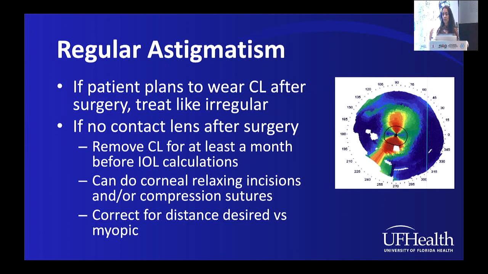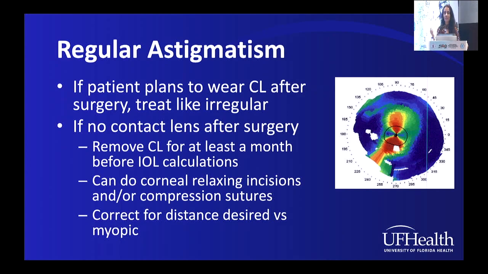And a lot of these patients who've been wearing things like Rose K lenses or other RGP lenses, their corneas can take a long time to get unwarped. And so you want them to be out of those contacts before you do the measurements. Now again, corneal relaxing incisions and compression sutures are usually not an issue because you can do those. If you put a toric lens, you better be very, very sure that they are not going to go back to a contact lens after surgery.